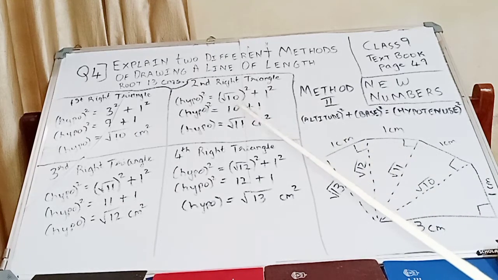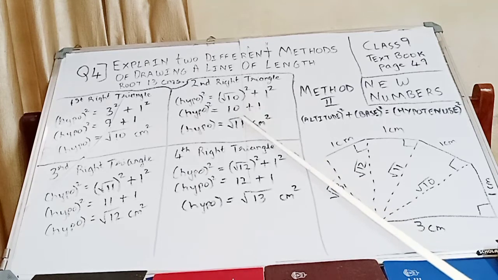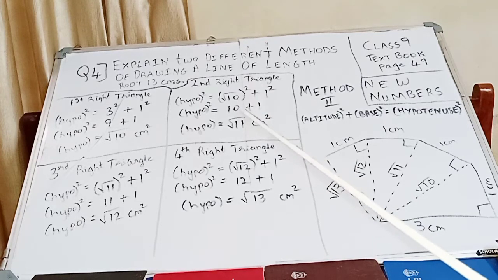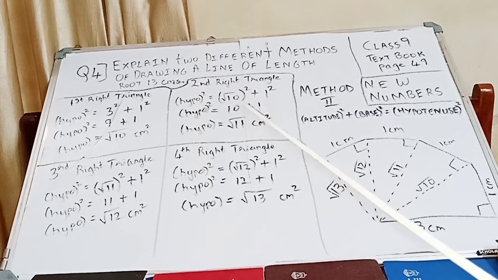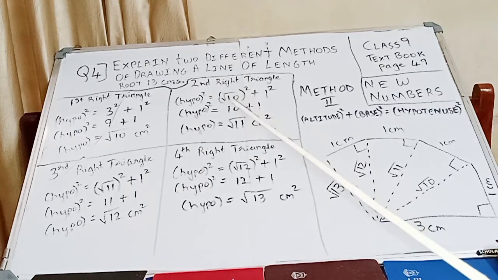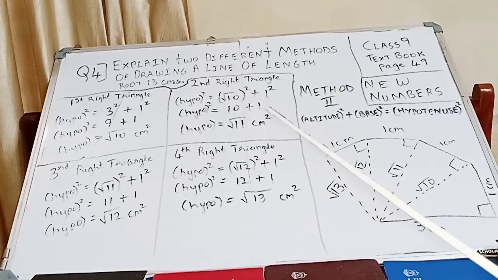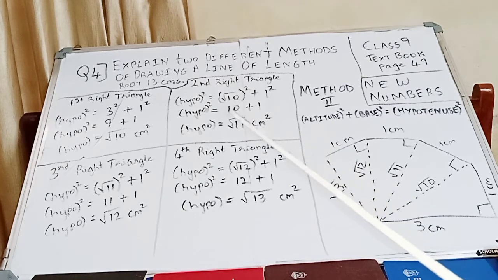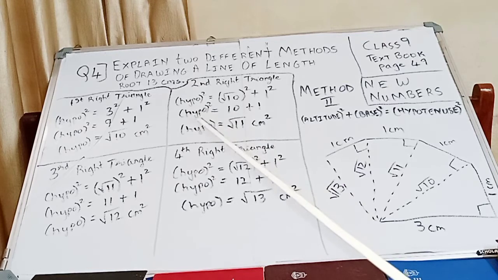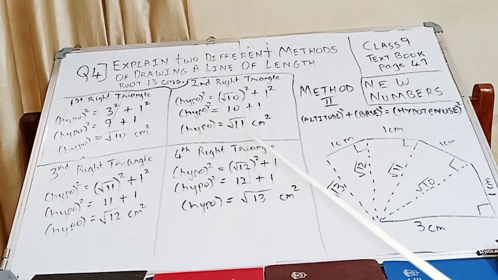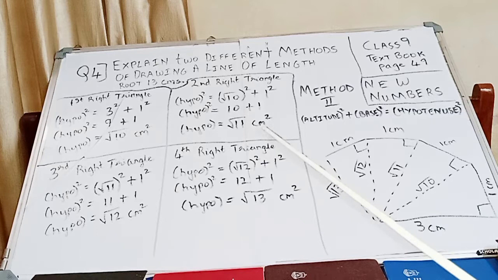So root 10 into root 10, you will get 10 itself. To understand this you have to see my previous videos, question number 1, 2, 3. Once you see that, you will understand how square root of 10 into square root of 10 is 10 itself. 1 into 1 is 1 itself. If you add this, you will get 11, and when this square goes to the opposite side, you will get square root, and you have to put the unit. So you have got the second right angle triangle hypotenuse.